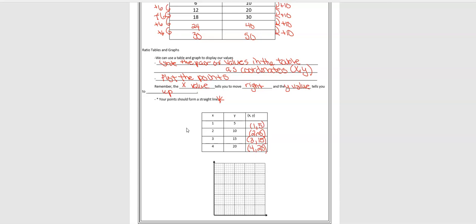And then our last thing we're going to do is we're going to plot these points. So our first point is 1, 5. So I'm going to go, here's my 1, and there is my 5, as best as I can do this. Next, I have 2, 10, so here is 2, 10. Then I have 3, 15, and then 4, 20. And as you can see, it forms a nice straight line.